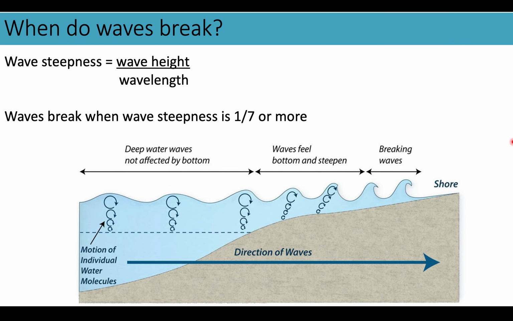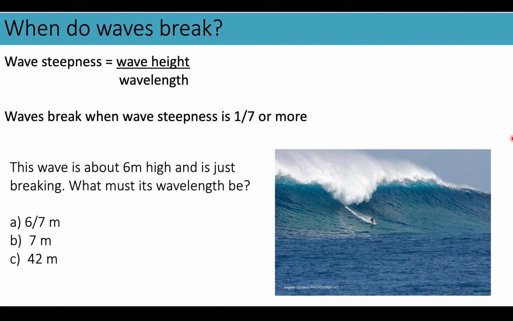So you can actually calculate when exactly the wave would break based on the wavelength between them, or based on the wave height. Let's try it. So this picture here, this wave is about 6 meters high. Yikes. It is just about to break. So what do you think the wavelength would be here? How much distance does he have before the next wave comes? If this wave is 6 meters high, what would the wavelength be?